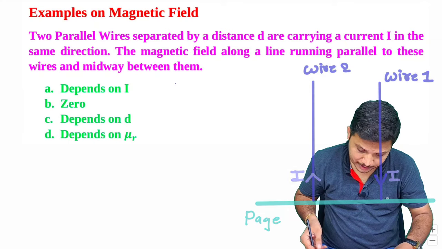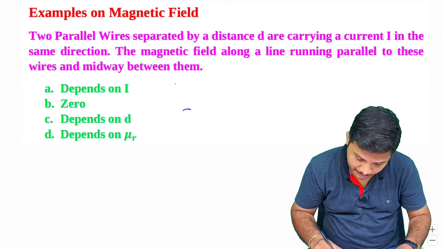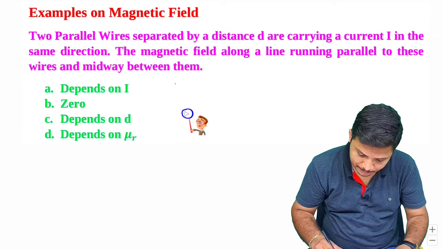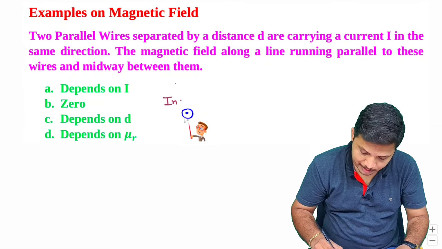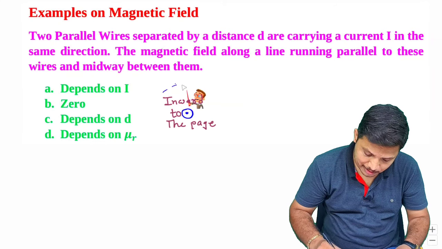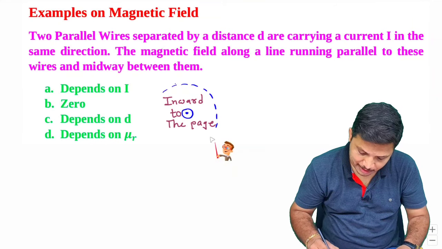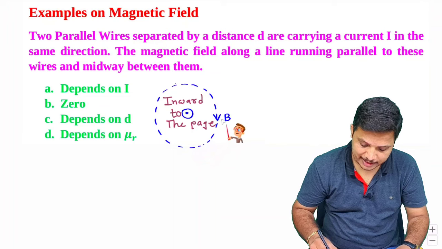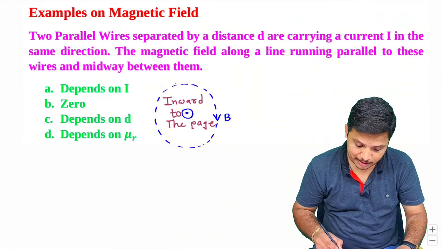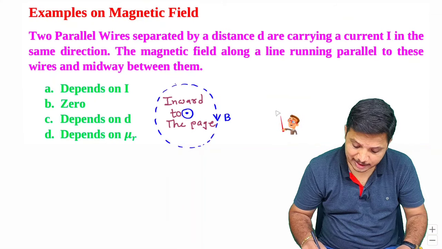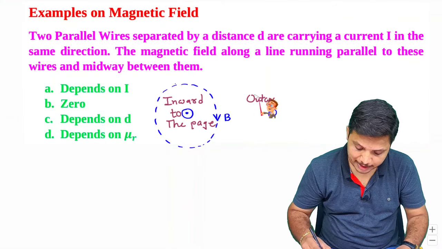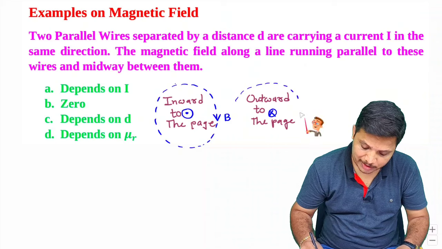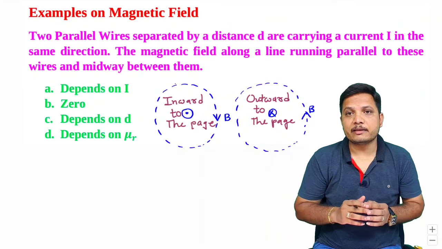So let me show you first how it is happening. This is the cross section of the wire, and current is going inside the page. Then magnetic field direction will be clockwise. You can see the magnetic field direction is clockwise. And if you have current outward to the page, then magnetic field direction will be counterclockwise. So this is the basic that one should know first.